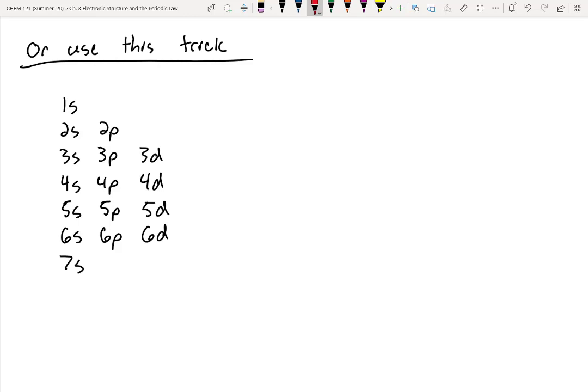And then we go to our f's. Whoops, let me keep the same color. We'd say 4f, 5f, and 6f. Actually 6f doesn't exist, but let's just fill it in for fun.